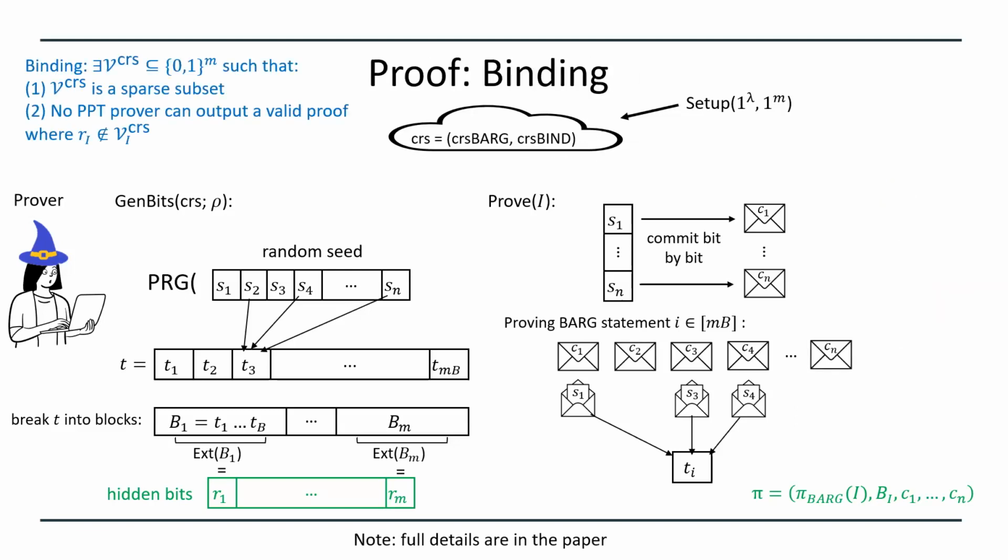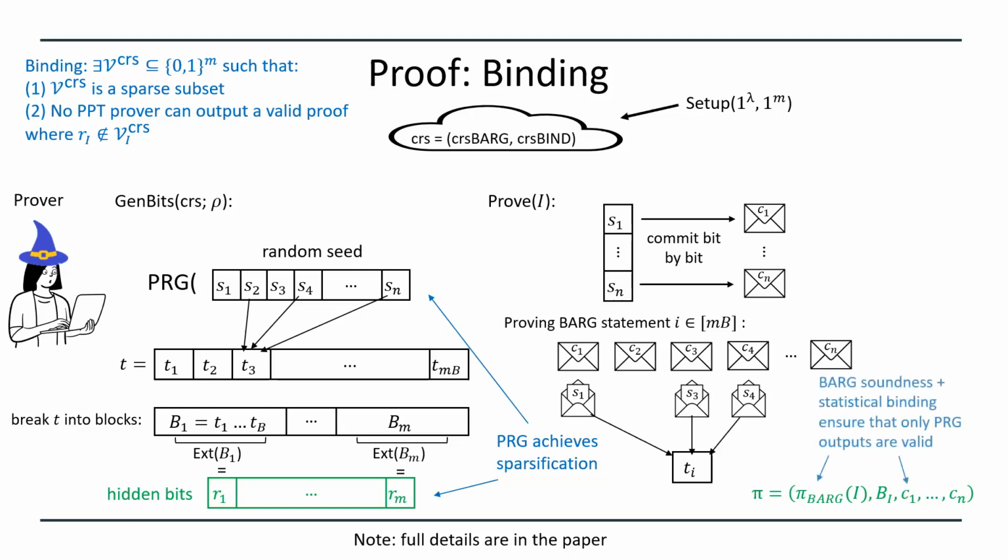So binding, recall, says that the hidden bit strings form some sparse subset of {0,1}^m, such that no efficient prover can output a valid proof that disagrees with this subset. We again get sparsity by PRG expansion, but this time the validity check is going to come from BARG soundness plus the statistical binding of the commitment, which is currently in binding mode.